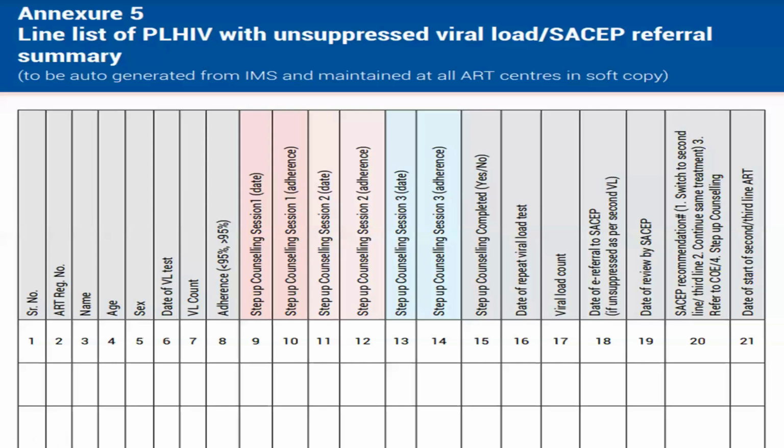And this is the line list of PLHIV with unsuppressed viral load for SACEP referral, the summary. This has to be generated by every ART center. It has all the details regarding the patient: age, sex, date of viral load, what the adherence was, the dates of step up counseling and EAC, all the dates have to be mentioned, what the viral load was at the end of EAC 1, the date of referral to SACEP, the date of review by SACEP, and what the SACEP recommendation was. All that needs to be documented.